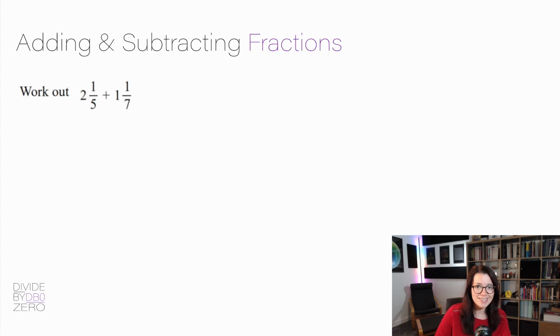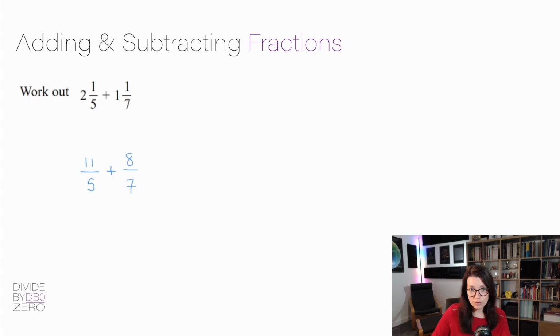Now let's talk about adding and subtracting fractions. So for example, work out 2 1/5 plus 1 1/7. Now, anytime you're given mixed numbers, you want to change those into improper fractions first using the trick I just showed you. So for this one, 2 times 5 is 10, plus 1 gives 11/5 because the denominator stays the same. And then 1 times 7 plus 1 is 8/7.